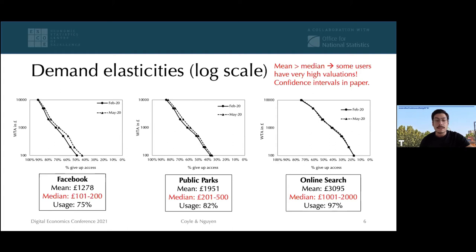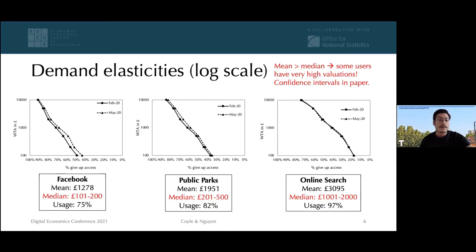Now, I've just picked out three examples of the 30 that we have. The average valuation for Facebook is around 1,200, almost 1,300 pounds per year. It's higher for public parks, almost 2,000 pounds. And for Google search or online search, it's more than 3,000 pounds a year. These are average figures. We know that some individuals have very high values. If we then look at medians, they're obviously much lower. All of those are in high use, so around three quarters of the online population, and almost 100% in the case of search, will be using these.